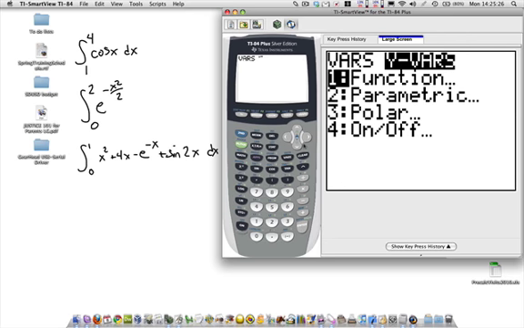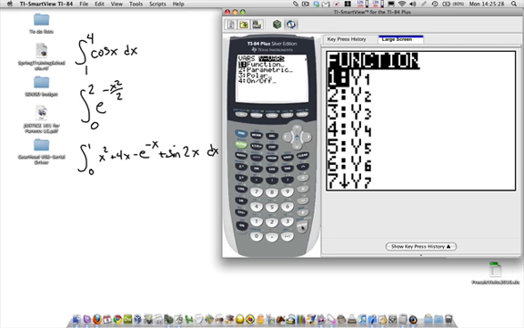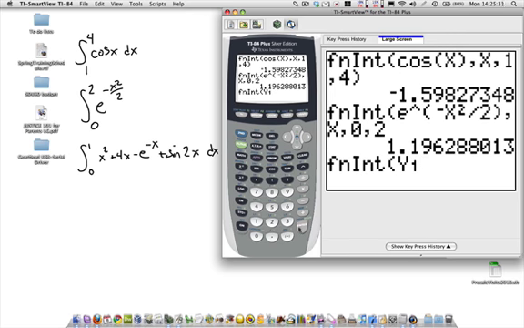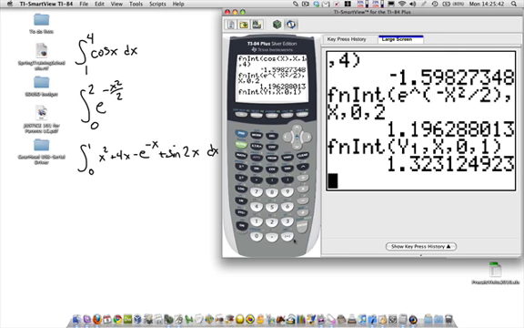Vars, Y-Vars, Function, y1. So this takes the place of that ugly old formula. With respect to x from 0 to 1. Boom, there's my answer. Now, suppose we need to change that. Oops, I really didn't mean 2x, I meant 3x. If I typed it in here, I'd have to retype the entire thing or do second enter, and I might have messed up or done a lot of other computations in the meantime.